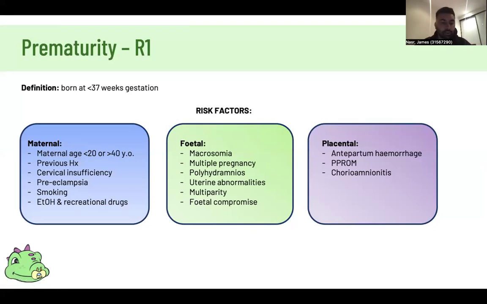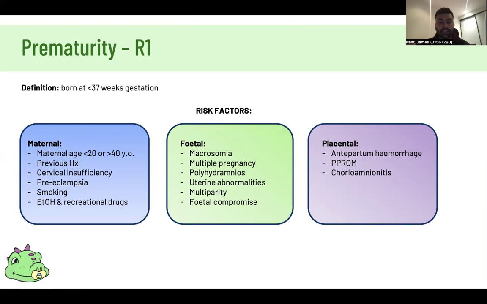I think it is quite important to know some of the risk factors. The maternal risk factors: being at the extremes of age, so very young or very old, puts you at a greater risk of prematurity. Like anything, a previous history is quite important. Cervical insufficiency and preeclampsia can cause it as well. And then again, like anything else, smoking and alcohol are very big risk factors.